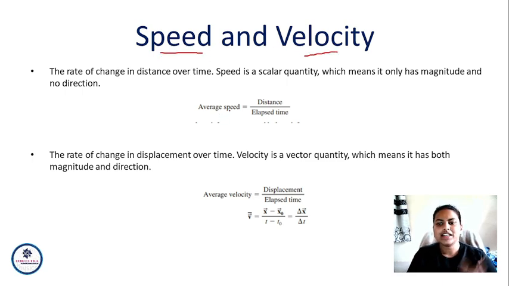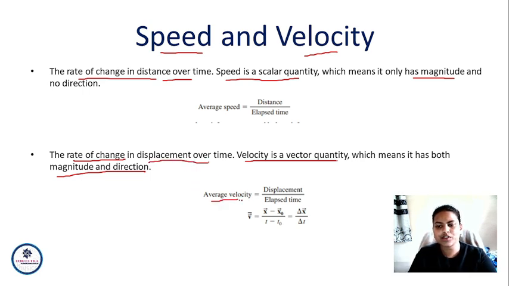Speed is distance upon time. Speed is a scalar quantity. The rate of change of distance over time is known as speed. It has only magnitude and no direction, whereas velocity is a vector quantity and it contains direction also. Velocity has both magnitude as well as direction, and it is the rate of change of displacement over time. So what is average velocity? Total displacement happened in the given time, that is your average velocity.